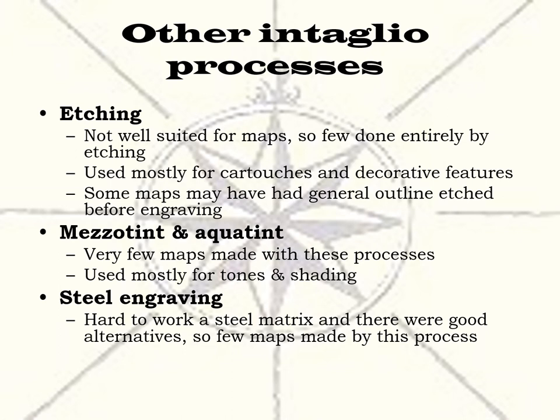Line engraving was the main intaglio process used for map making. Etching was sometimes used, but it tended to create a fairly light line, so it was primarily used for cartouches or illustrations. Tonal processes such as aquatint and mezzotint were not used much at all to make maps, nor was steel engraving. So now we'll turn to the last type of map making process, the planographic process of lithography.